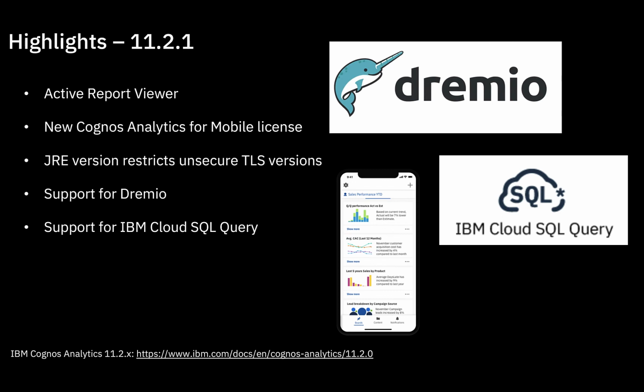A new version of IBM JRE is packaged with IBM Cognos Analytics with Watson 11.2.1 for improved security by restricting unsecure TLS versions. And finally, Cognos Analytics Dynamic Query now supports connections to Dremio as well as IBM Cloud SQL Query. And with this, we have come to the end of this part of our demonstration.